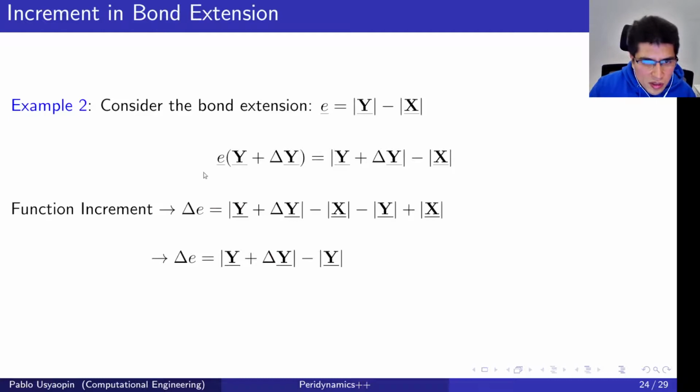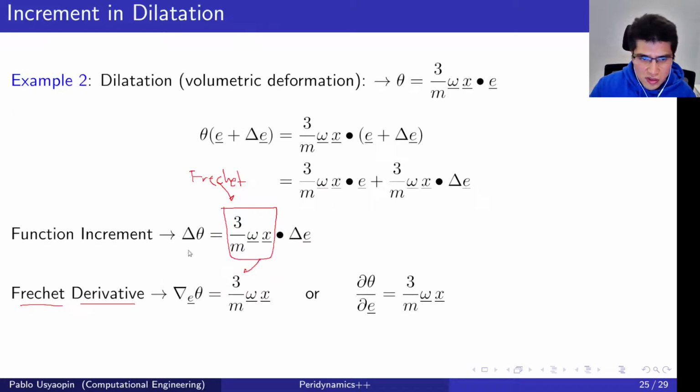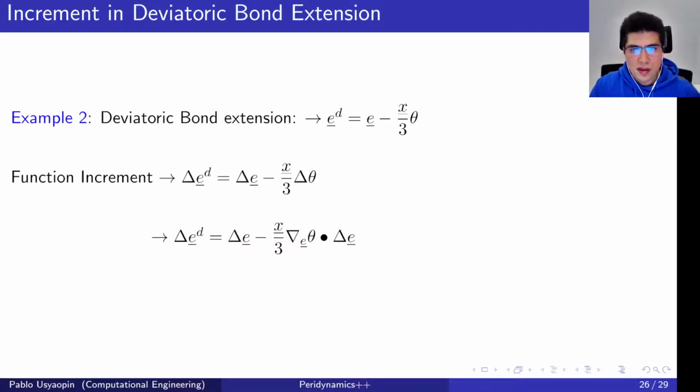Opposite to the previous case, where in the bond extension, when computing the function increment, it was not multiplying by anything. That's why this is just an increment. So this is the end of the road, whereas here, this is still multiplying the increment in the bond extension. And again, the Frechet derivative, this terminology, would be equivalent to expressing the partial derivative of the dilatation with respect to the bond extension here. All right. So now, one last example before we start the good part.